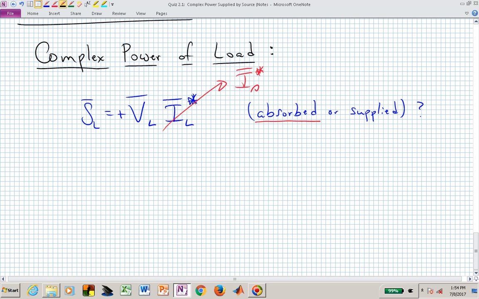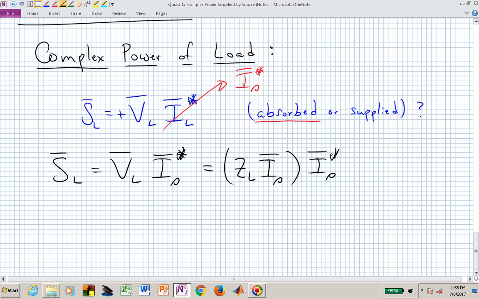Let's then work through that. We now have the complex power of our load: the voltage phasor of our load times the complex conjugate of the current I sub S. But we don't know V sub L, but we can rewrite V sub L using the generalized form of Ohm's law. That's simply the impedance of our load, which we do know, Z sub L, times the current through that load, I sub S, and we do have that, times the complex conjugate of I sub S.